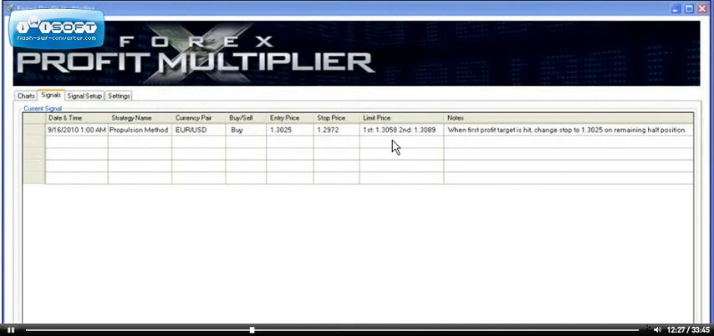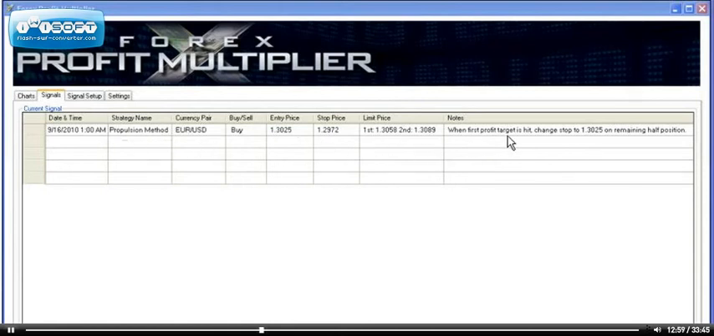1.2972. And with the Forex profit multiplier methods, we're exiting the trades by scaling out profitably in 2 steps. The first is to exit, in this case, at 1.3058. That's the first half position. And if the market continues to run, the second half at 1.3089. And then you can see here further instruction. This is all in accordance with the trading method rules that you're going to learn.